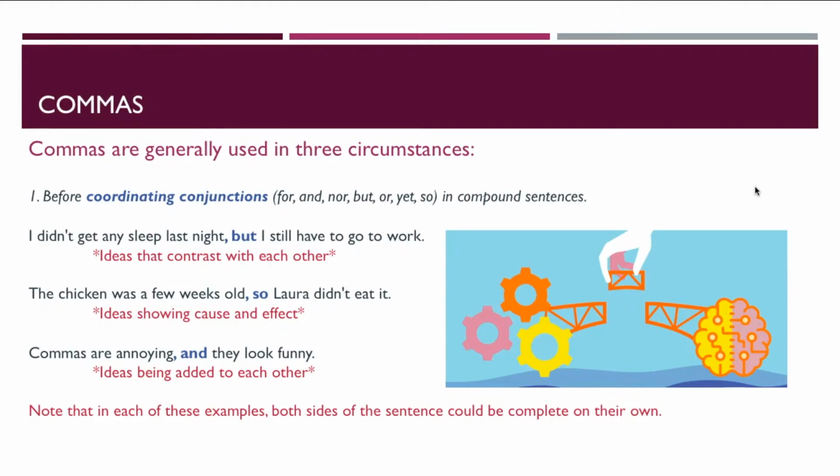These are ideas that contrast with each other. The chicken was a few weeks old, so Laura didn't eat it. You did the right thing, Laura, and these are ideas that show cause and effect. Commas are annoying, and they look funny. These ideas are being added to one another. Notice that in each of these examples, both sides of the sentence could be complete on their own.